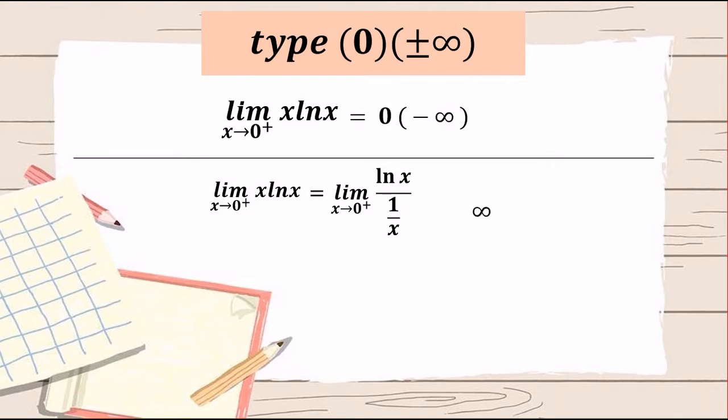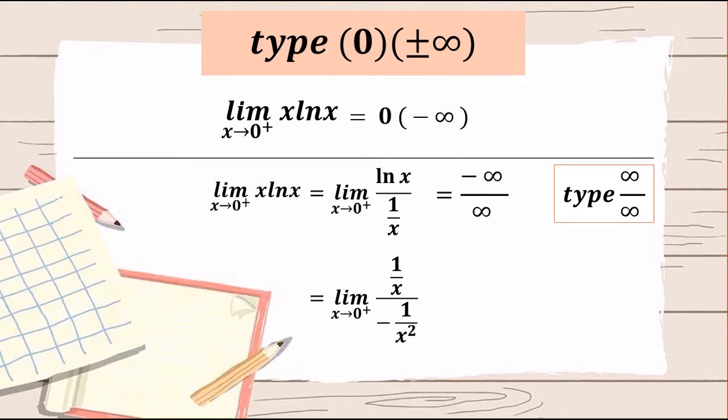Now the limit is in the form of negative infinity over infinity, and we can now use L'Hospital's rule. So I have here the limit of 1 over x divided by negative 1 over x squared as x approaches 0 from the right, which is equal to the limit of negative x as x approaches 0 from the right. So the final answer is 0. So that is for the type 0 times plus or minus infinity.